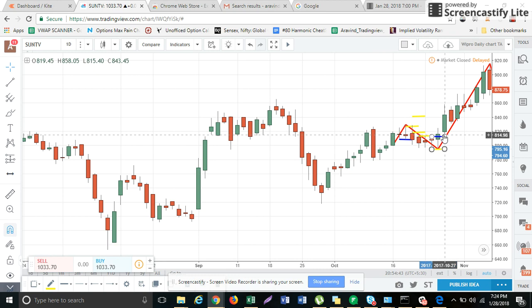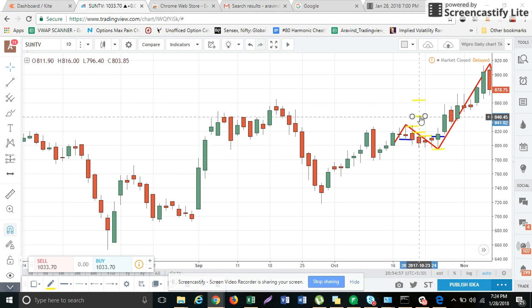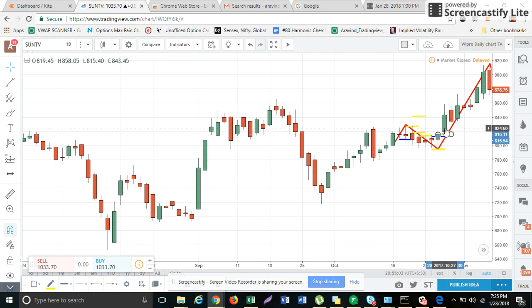What happened on the next day, which is on 27th? It made another swing high, and we simply update our trailing stop loss to the low of this particular candle, which is 815.40. On the next day, it didn't make a swing high, but it is going on a sideways trend, where either you can update your stop loss here or just wait for the next day's candle. So we are just leaving it here and waiting for the next day's candle.